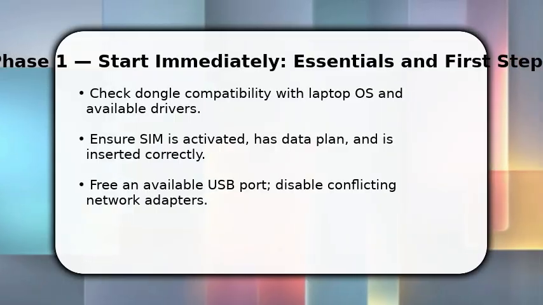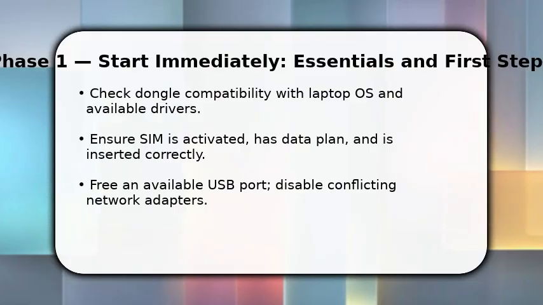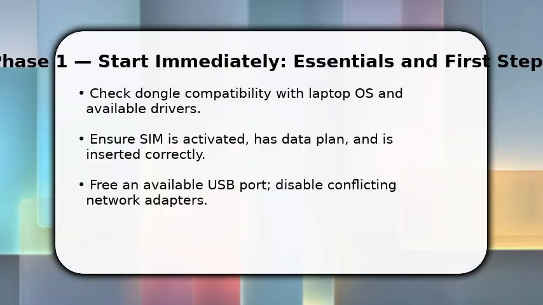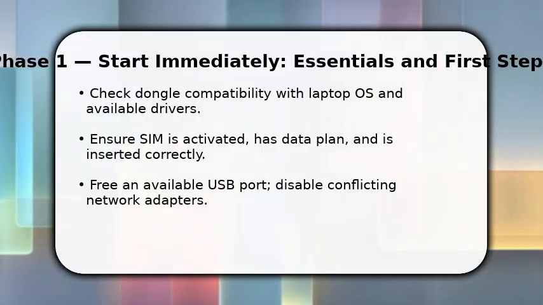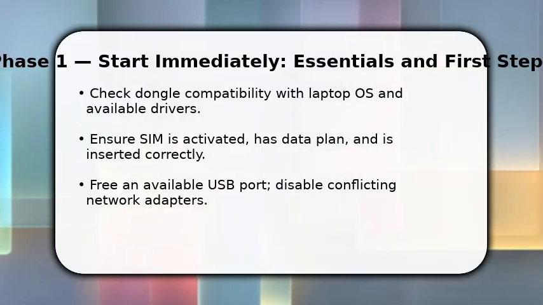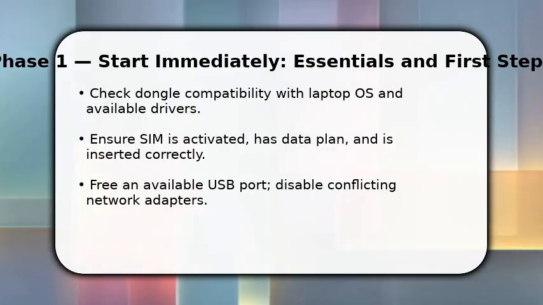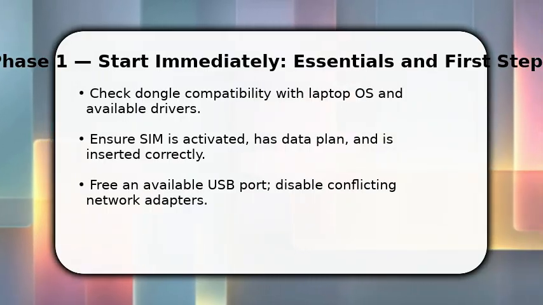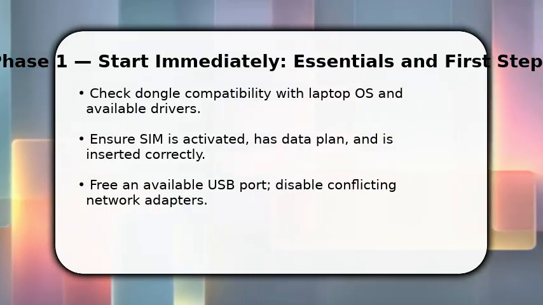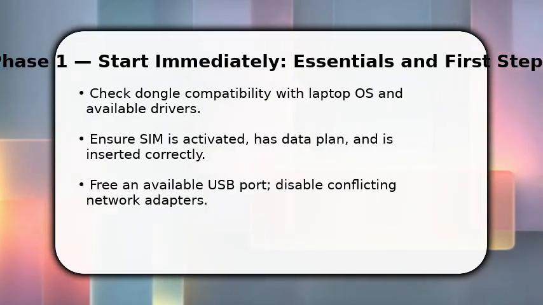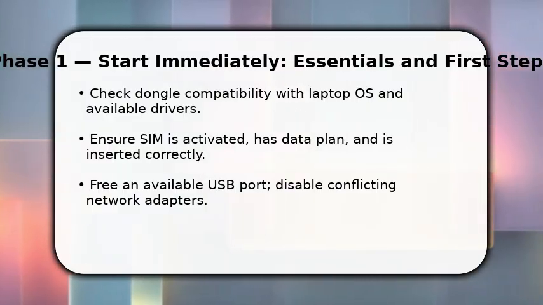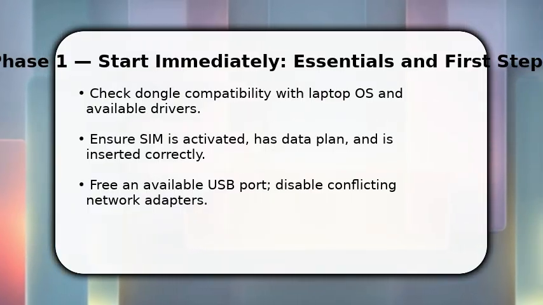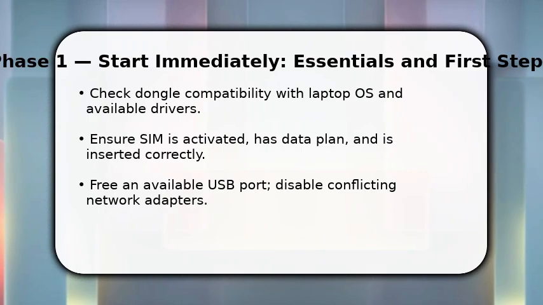You begin by verifying compatibility and getting essentials ready. First, confirm your laptop OS supports the dongle and that you have any required driver files. This prevents surprises. Next, make sure the SIM card is active and has a data plan, then insert it firmly into the dongle. Listen for a click. Once done, plug the dongle into a powered USB port and make sure to disable other network adapters to avoid routing conflicts, so the system focuses on this connection.